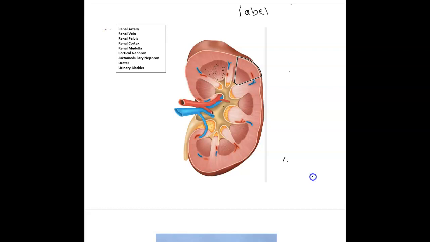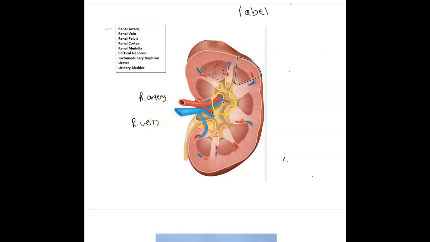So this is the renal artery, which means the artery that goes into the kidney. So let's just put artery. And then the blood that's coming out of the kidney is going to be the renal vein. So blood going in, artery; blood coming out, vein. The renal pelvis is the center here.